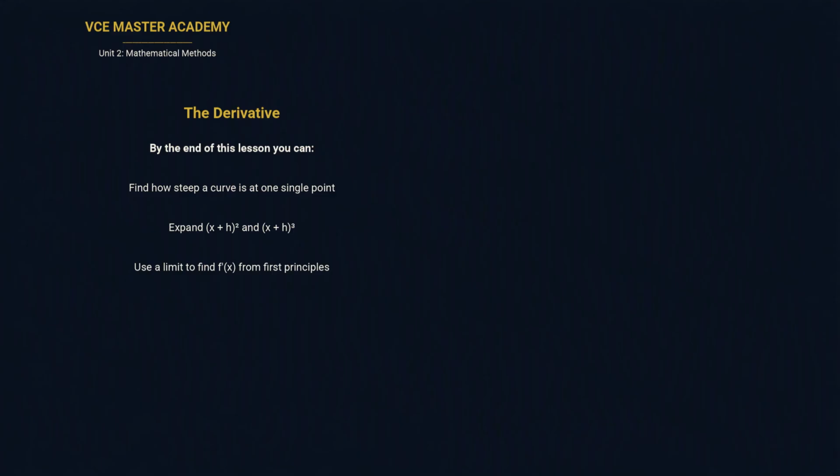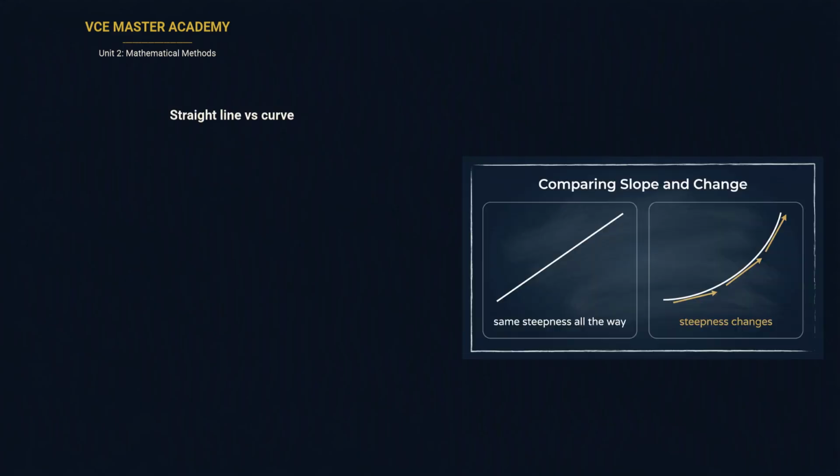If any of that sounds scary, don't worry. We'll go slowly, and every new word gets explained the moment it turns up. Here's the big idea. A straight line has one steepness. Walk anywhere along it and it feels exactly the same. A curve is different. In one spot it's gentle, a little further along it's steep.